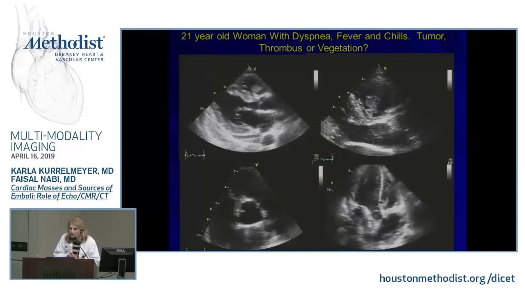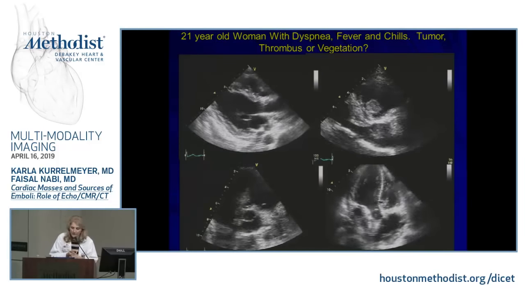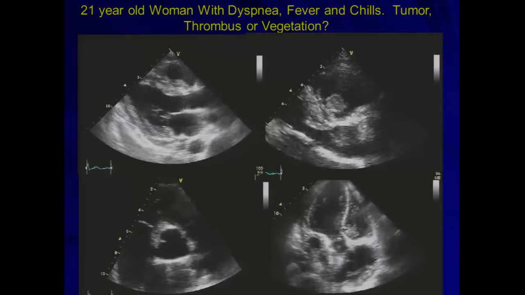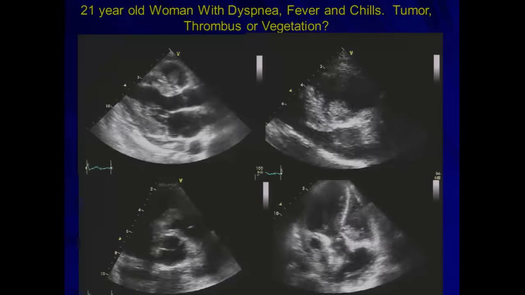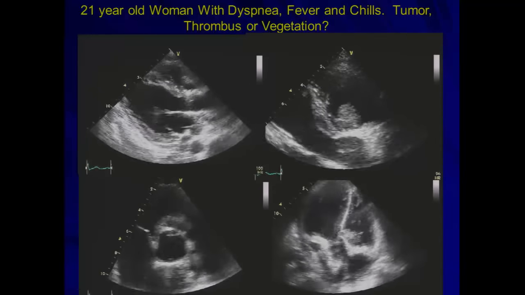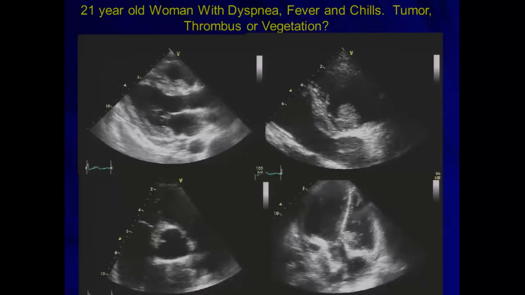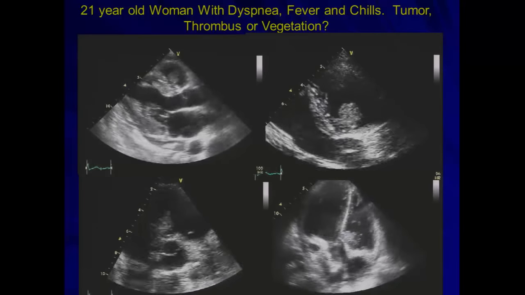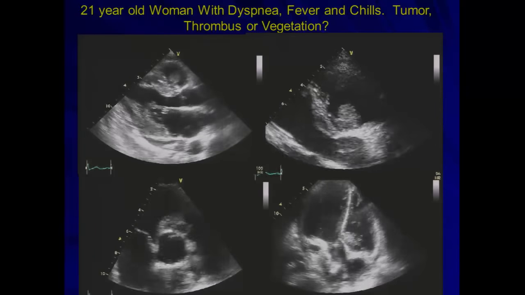Now, this was a 21-year-old patient who came in with dyspnea, fever, and chills. And you can see on her parasternal long axis, she has a very irregular mass in the right ventricle. It's very mobile. When we zoom up on it, again, you can see it's attached to probably the membranous interventricular septum. And when you look at the short axis, you can see how big it is. It's extending all the way to the pulmonic valve.